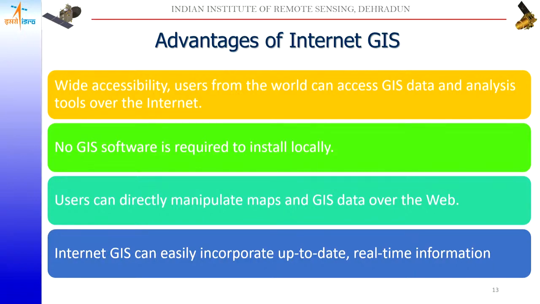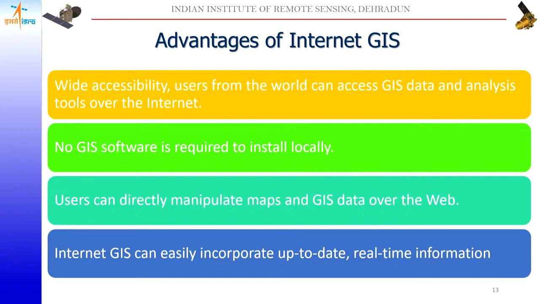So users can access this data, especially, let's say, in the case of COVID: where are the patients, where are the hotspot areas, where are the quarantine centers, and they can perform analysis using any device which has access to a web browser and the internet. They don't need to install any GIS software, and the acceptability and accessibility is also increased. Now also GIS users can directly manipulate the maps over the web. Again, they don't need to learn any GIS software.